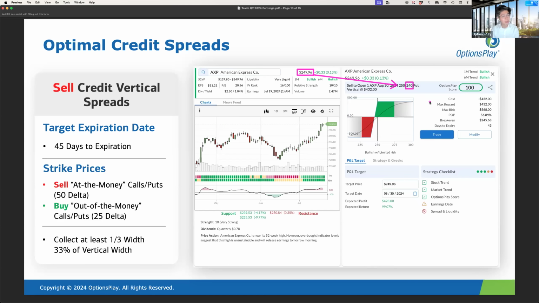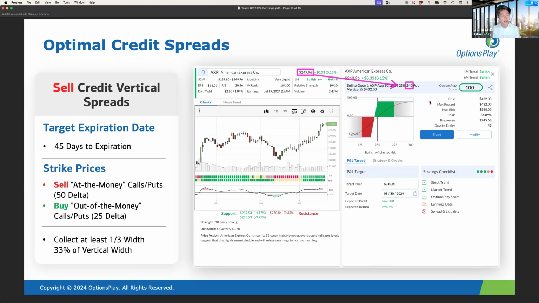And the goal here is to collect at least 1/3 of the vertical width. As you can see here, we're collecting $4.32 on a $10 wide credit spread, which means that we're actually collecting 43% of the vertical width. That's substantially higher than the 33% minimum that we're shooting for. And that simply means you're going to get a better risk to reward ratio on these types of credit spreads.